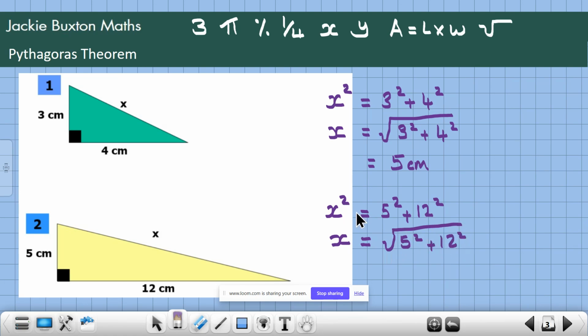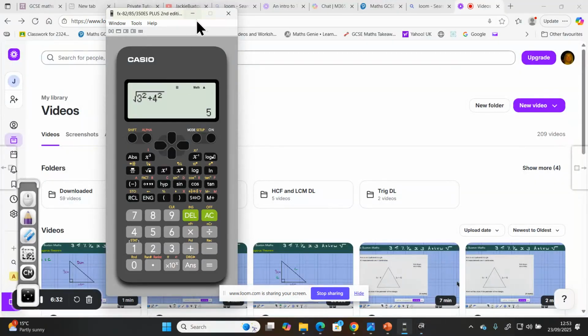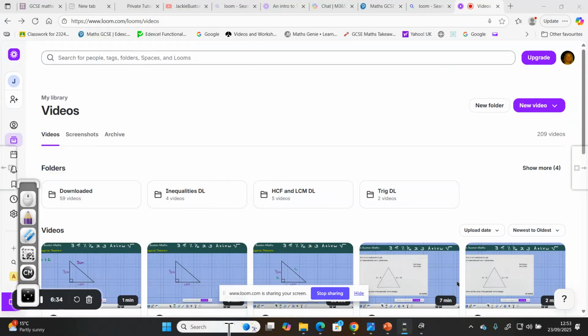Just to be clear, if we square something, then if we want to do the opposite, or the inverse, we have to do square root. Okay, let's find our calculator again. I might have to move this around a bit.